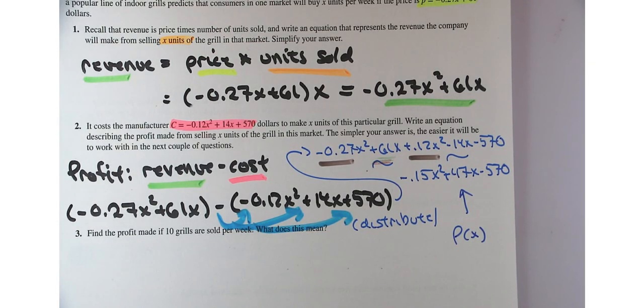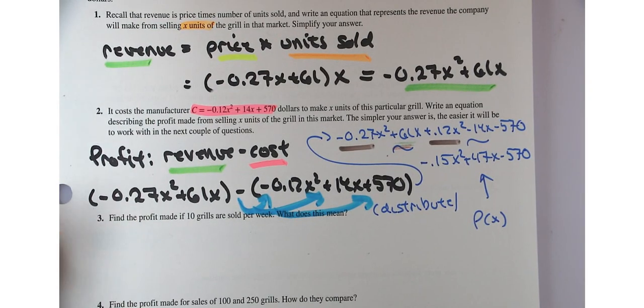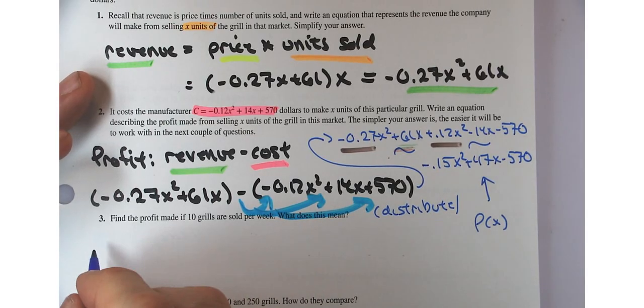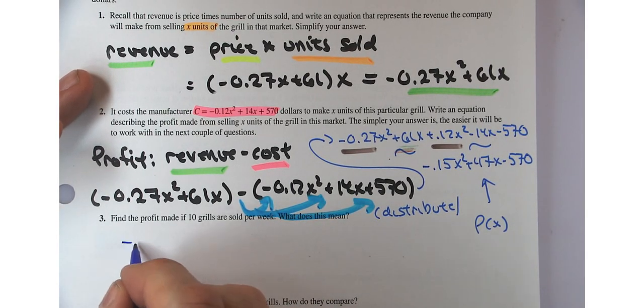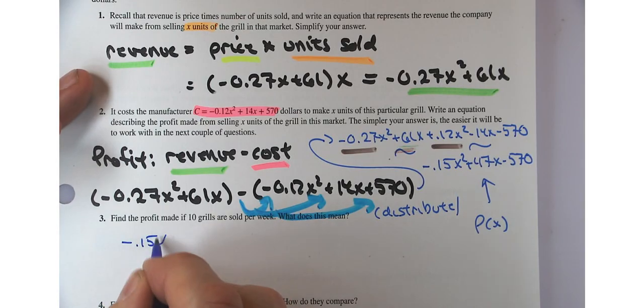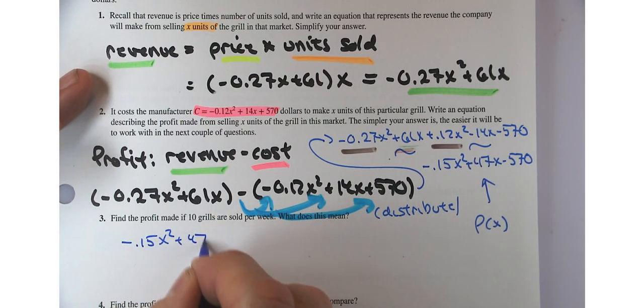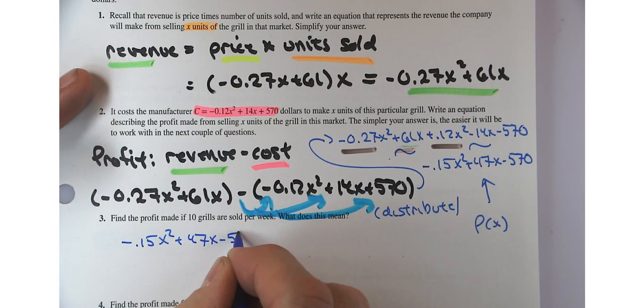Maybe I shouldn't call it P of X because they've already used P someplace. They used P for price. All right, my bad. But this is our function. Maybe we call it M of X, how much money we're going to make. Whatever you want to call it. But the function that you're going to work with is negative 0.15 x squared plus 47x minus 570.